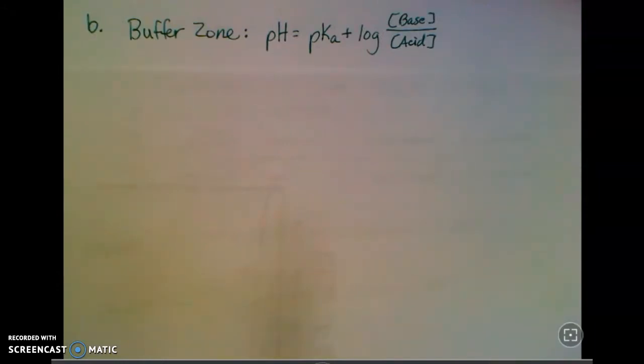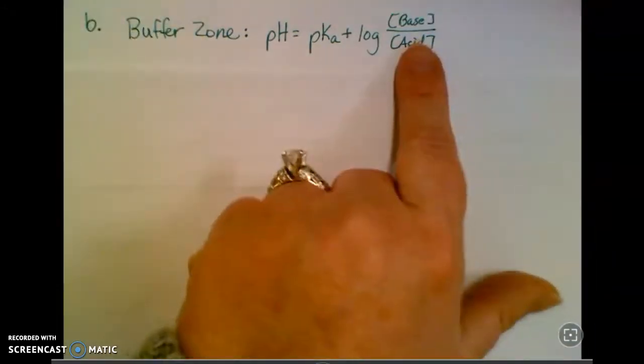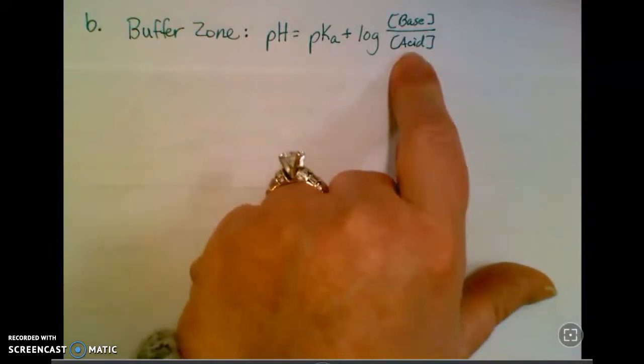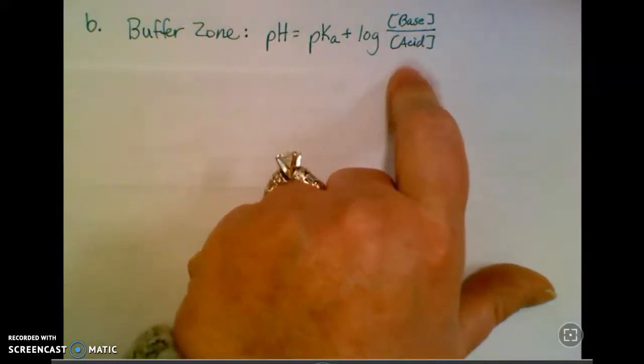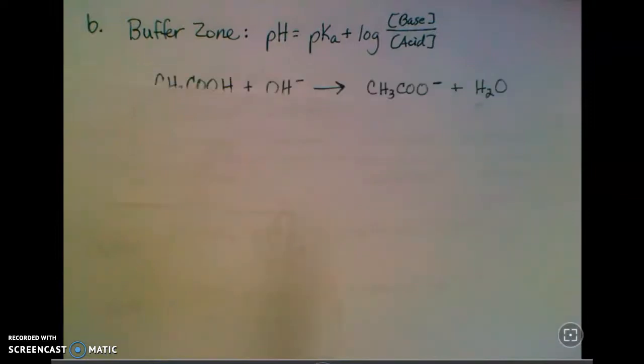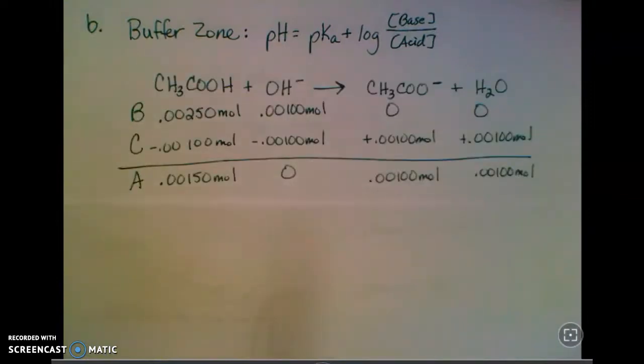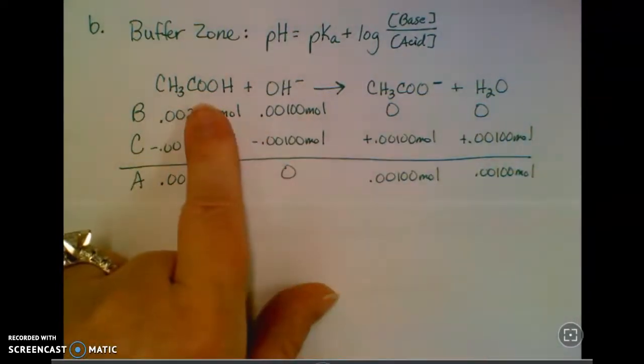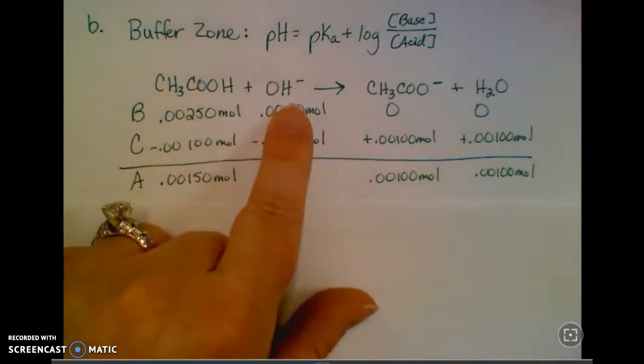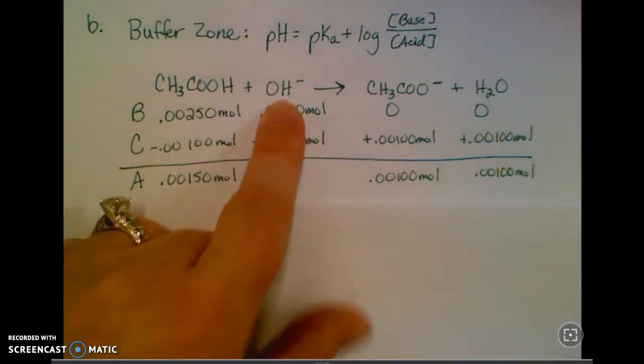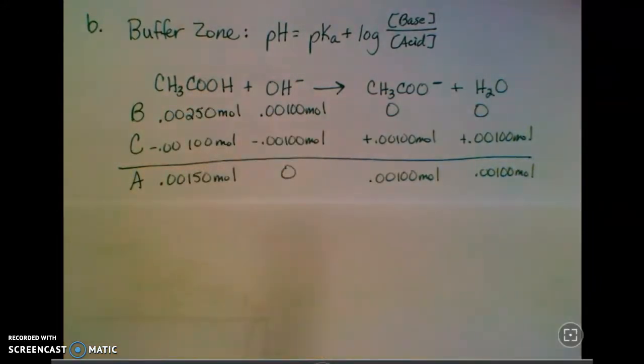The trick here, or the challenge here, is finding which is your base, which is your acid, and figuring out that ratio there. So the first thing I'm going to think about is the actual reaction that's happened here. So there's the acetic acid, and this is the hydroxide from the sodium hydroxide. The sodium is just a spectator ion.